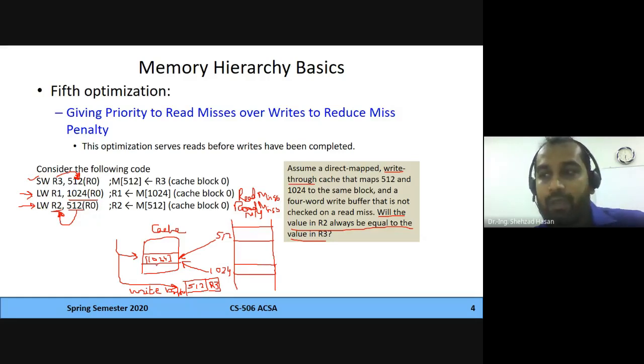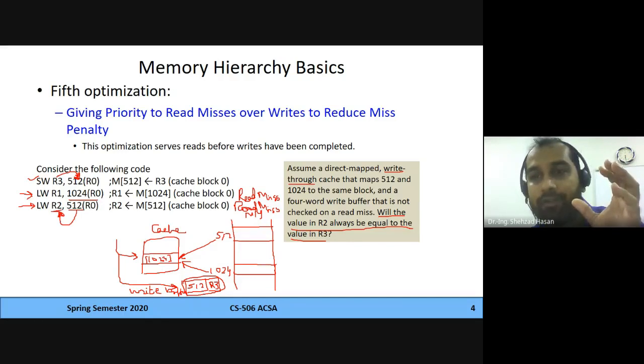That's the main issue, because this value has not been written yet. It's only in the write buffer. That updated value of 512 is in the write buffer currently. There was a miss, and because of that miss, that memory had replaced whatever updates were made to the 512 block from the cache. So all these updates are no more in the cache, they are only in the write buffer. But the main memory has not been updated yet.